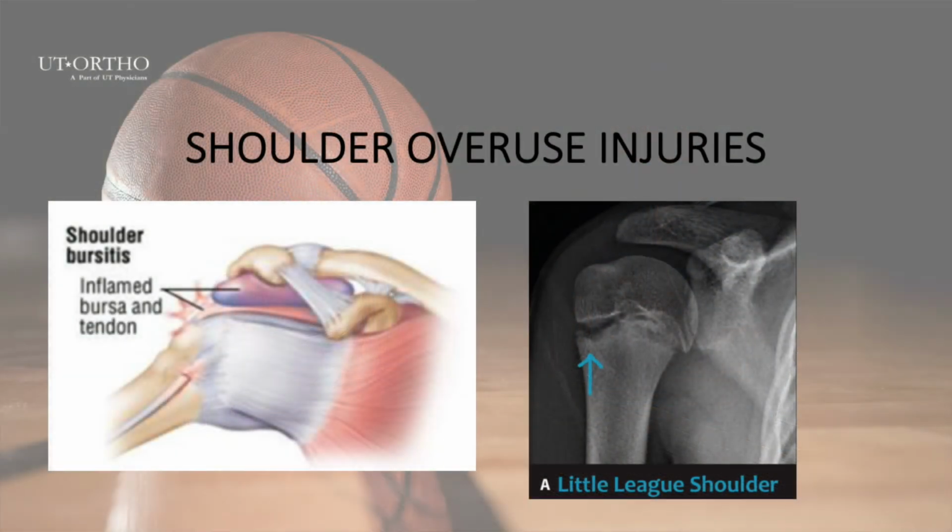I think the vast majority of things I see in overhead athletes are related to overuse, right? And it's because we're putting so much force across our shoulder and our elbow when we throw. And what happens is that can lead to injury over time. And there's a couple take-home points.